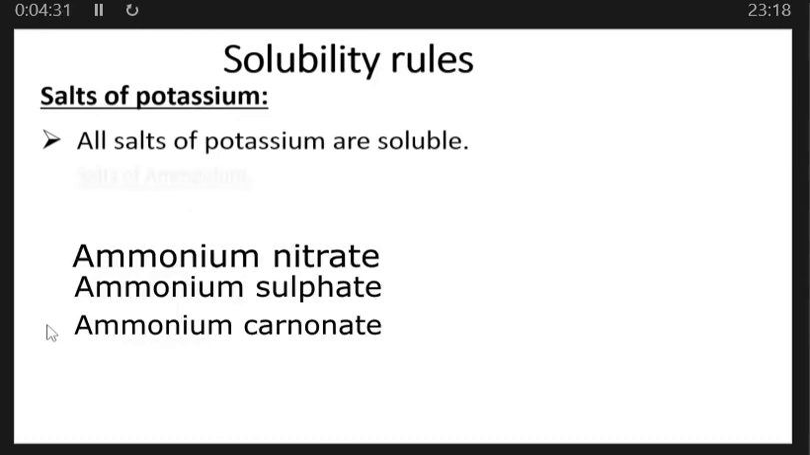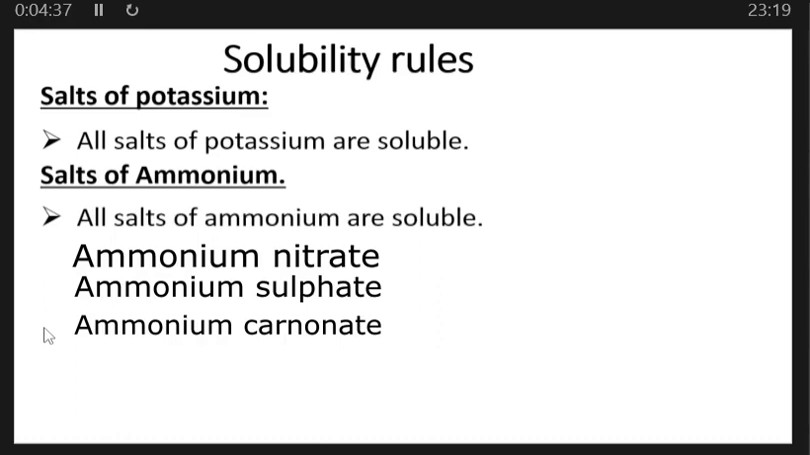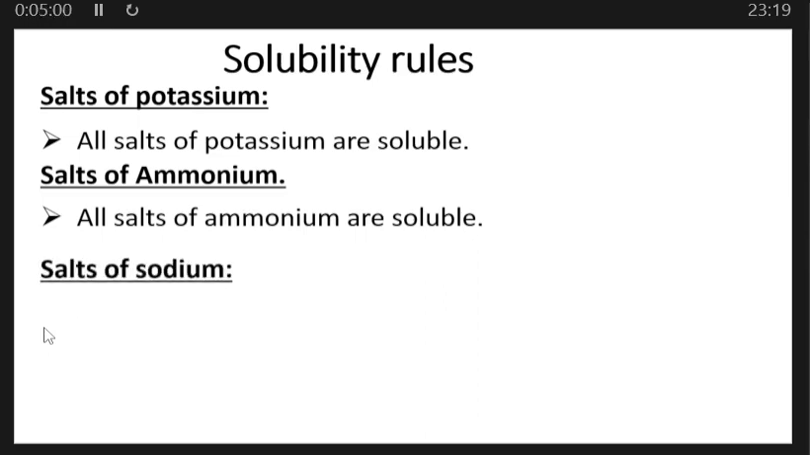All right, so let's move to salts of ammonium. Equally here we say all salts of ammonium are soluble. We can have ammonium nitrate, ammonium sulfate, ammonium carbonate, ammonium chloride. All these salts that I've mentioned are soluble. So we don't have any salt involving ammonium that we know to be insoluble. All right, so let's move to salts of sodium. All salts of sodium are soluble as well. We don't know any salt of sodium that is insoluble.